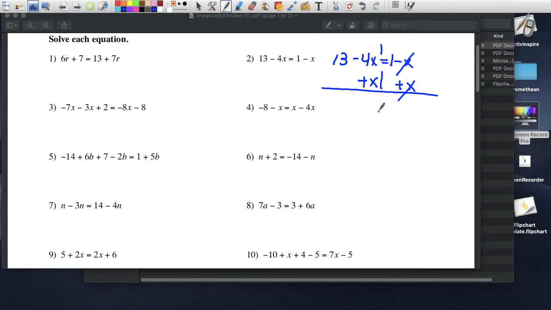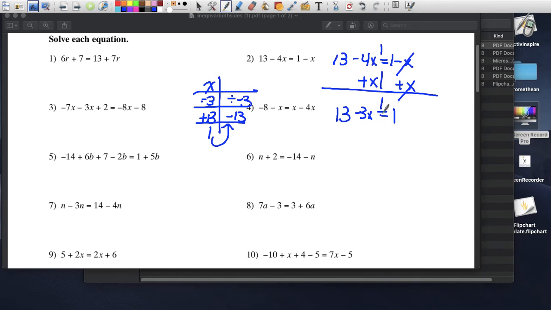Those two go out. The 1 comes down. Negative 4x and plus x is negative 3x. The 13 comes down. Now it becomes a two-step equation. Now for those of you who want to do that little story thing I was telling you, here's my variable. It's being multiplied by negative 3. And then add a 13. And then it gives you 1. So the inverse operations we're going to use is going to be negative 13. And then divide by negative 3.